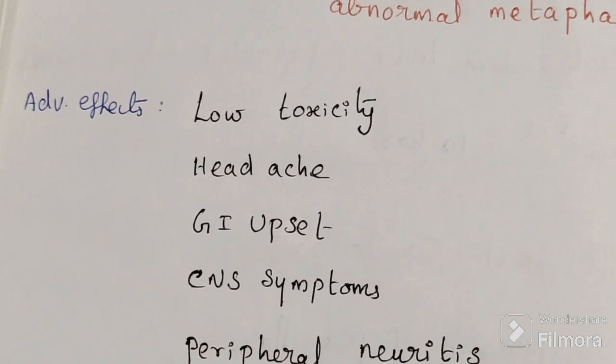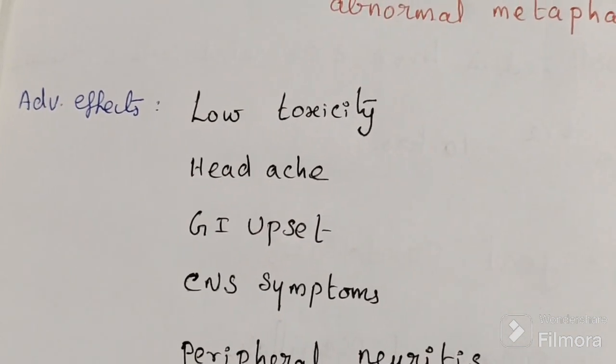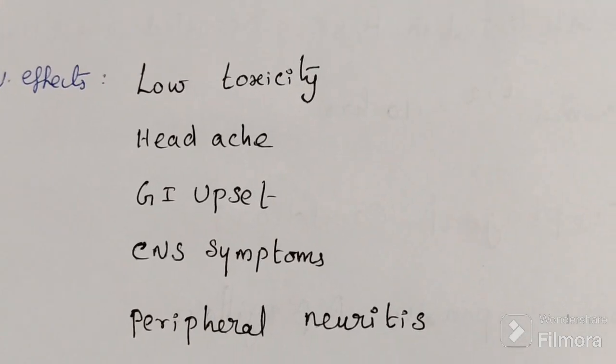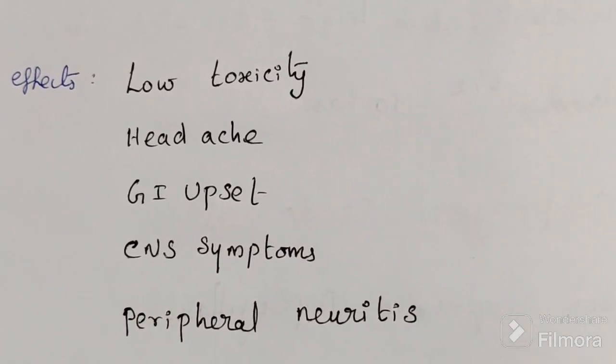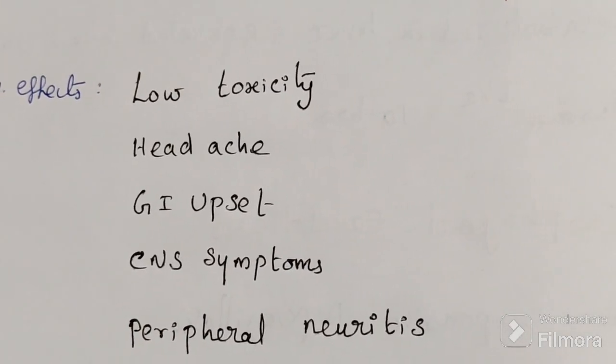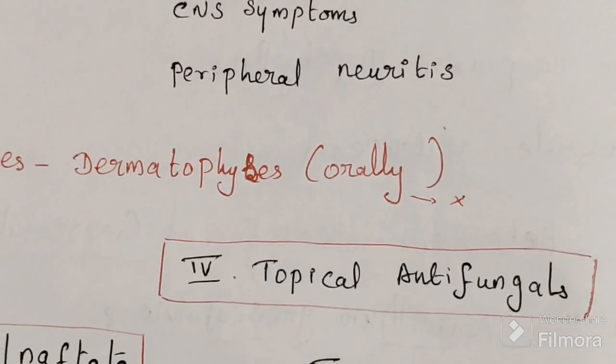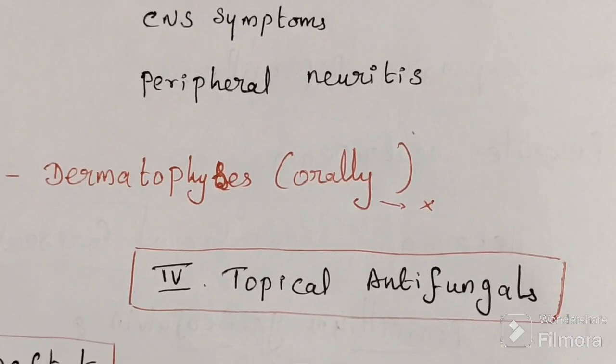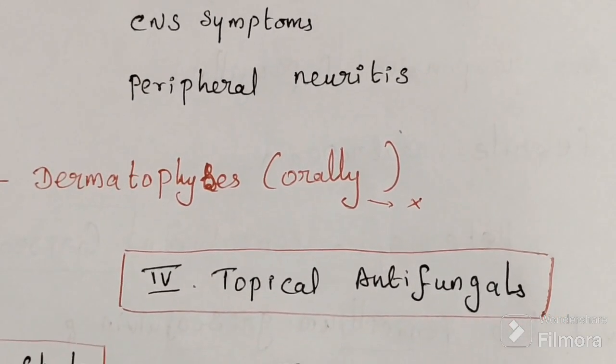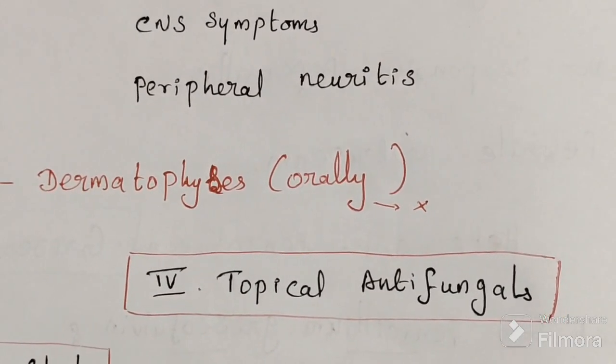Then adverse effects: low toxicity, headache, GI upset, central nervous system symptoms, peripheral neuritis. Uses: the drug is used for dermatophytes, but it is orally inactive.